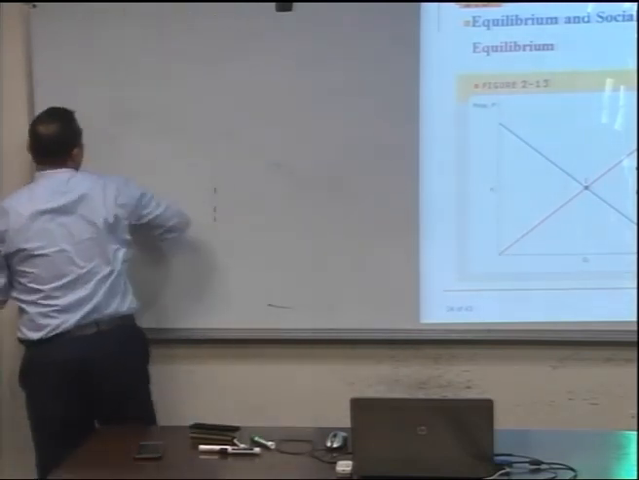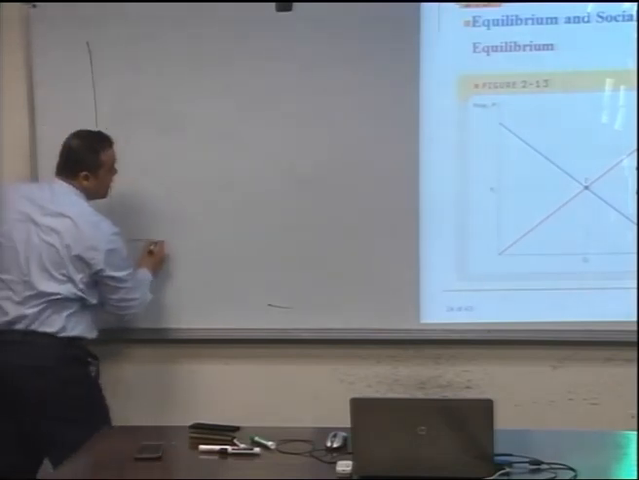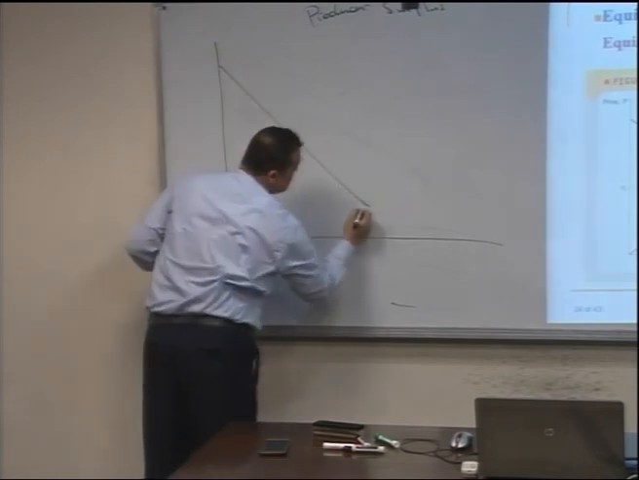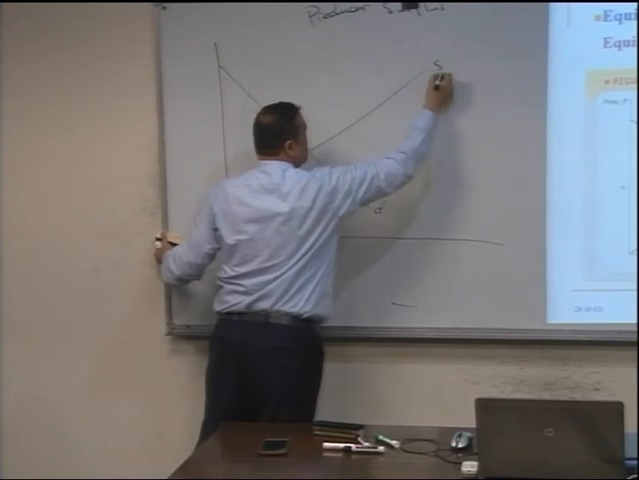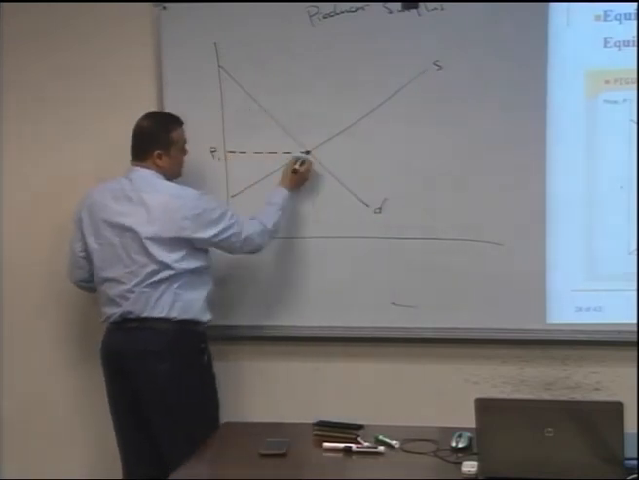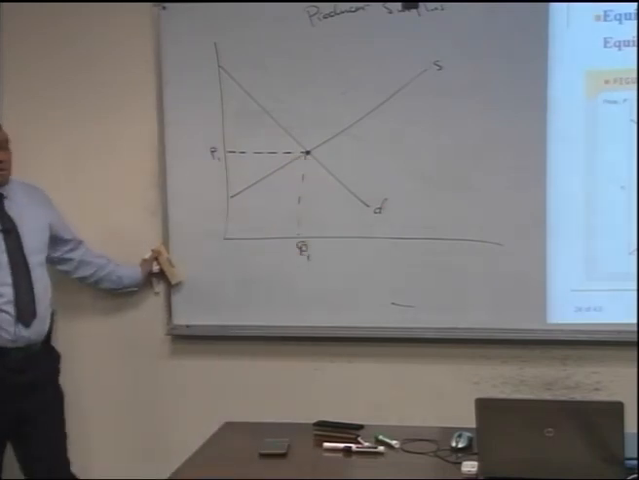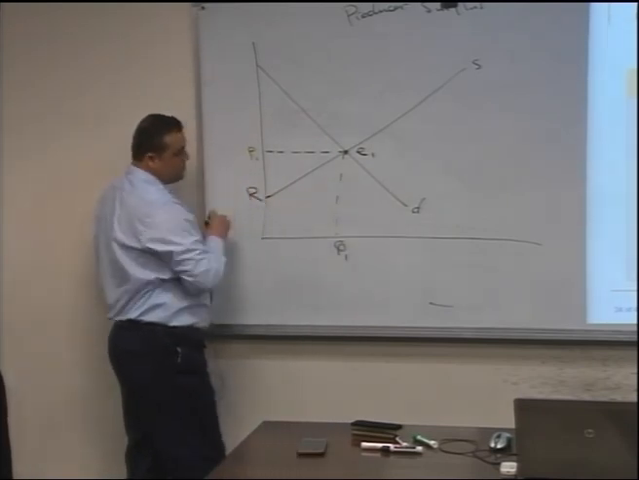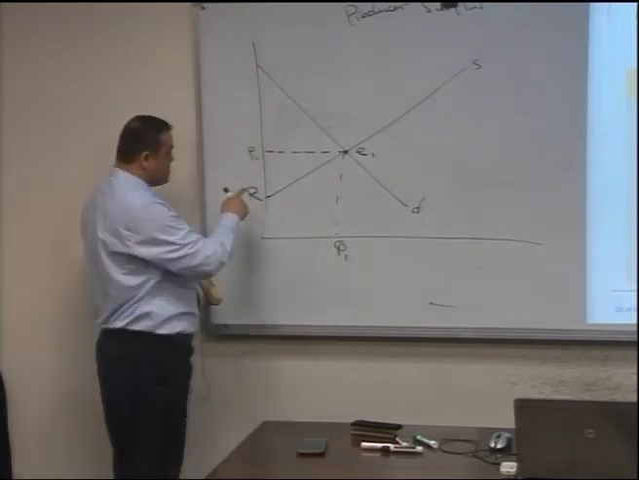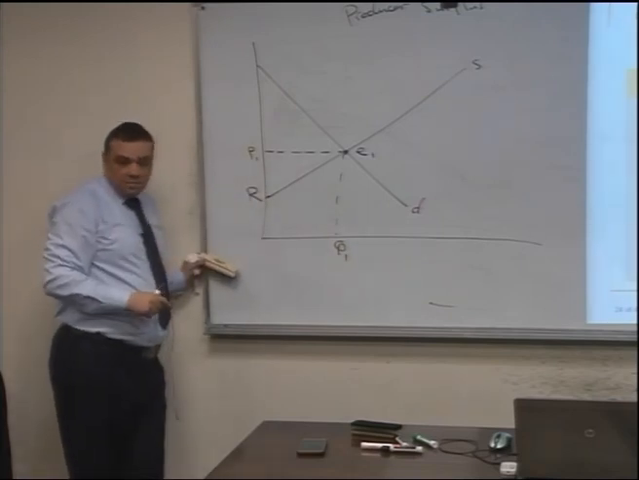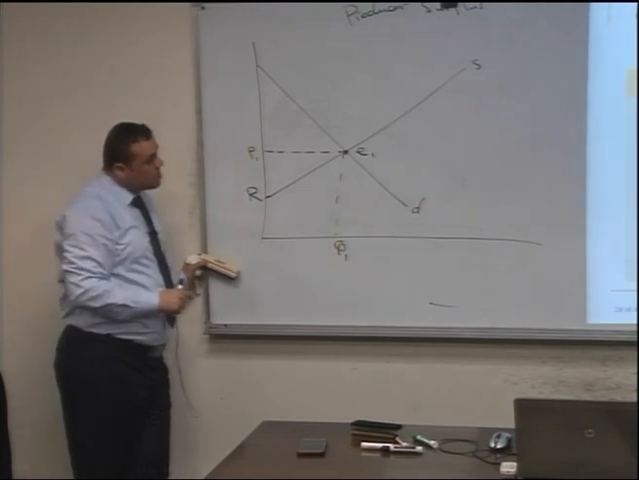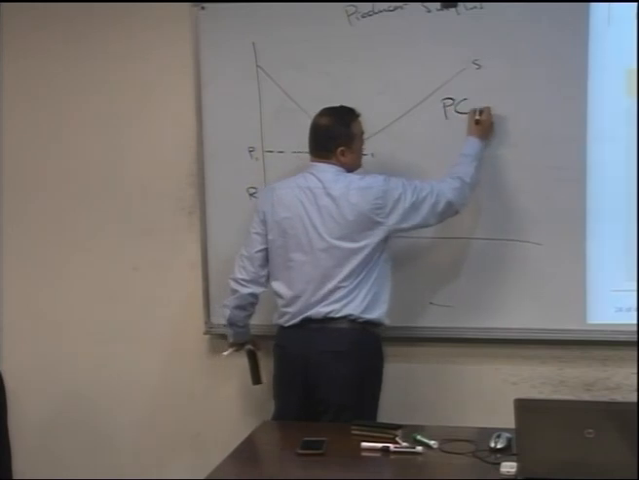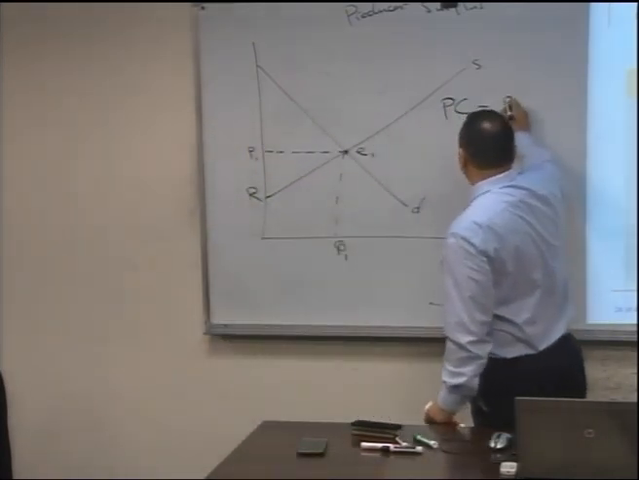Producer surplus, P1 Q1. This is A1, R. What is the producer surplus here? The triangle P1, A1, and R. This is the producer surplus. This is the initial producer surplus equals P1, A1, R.